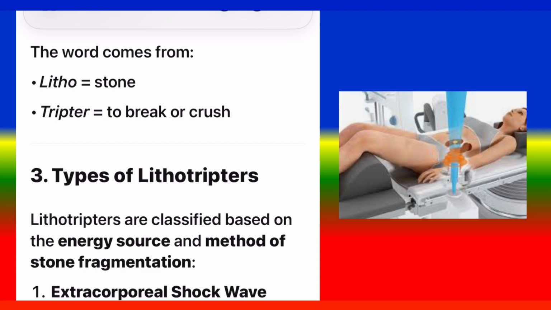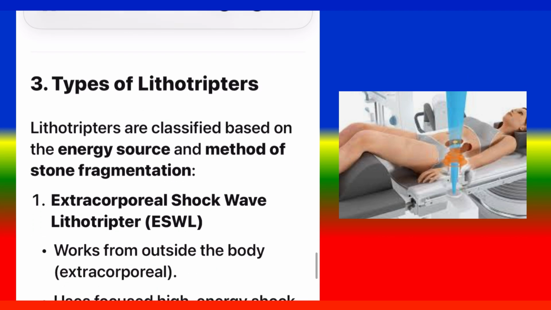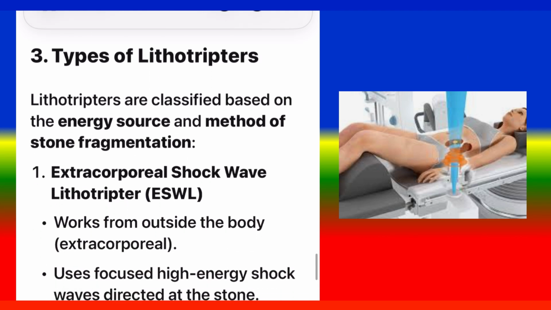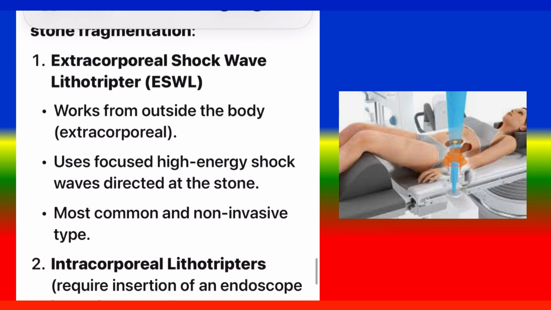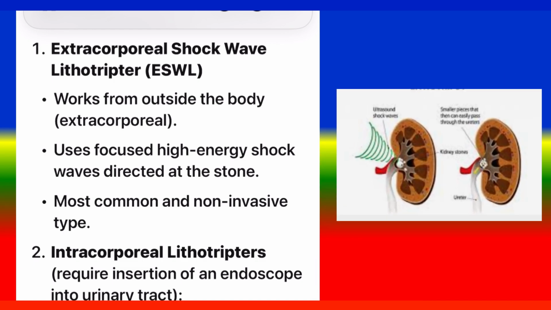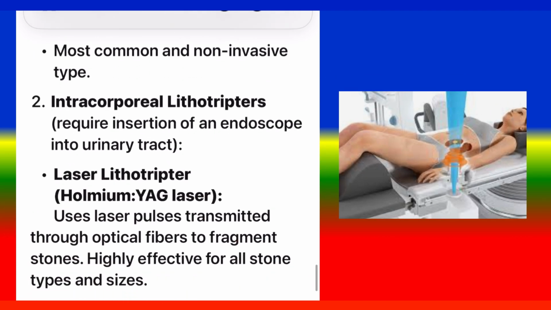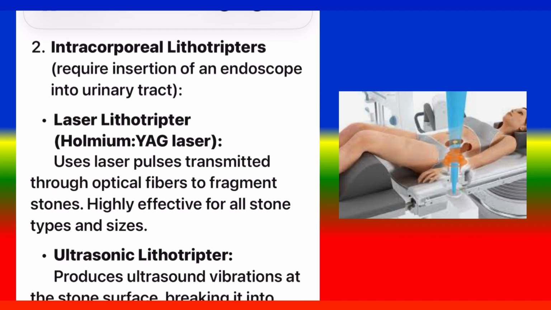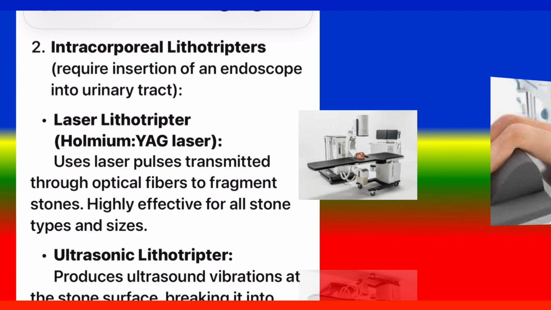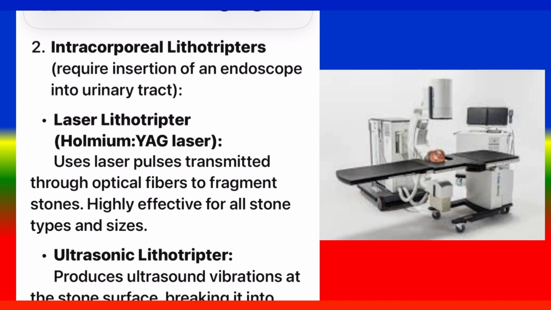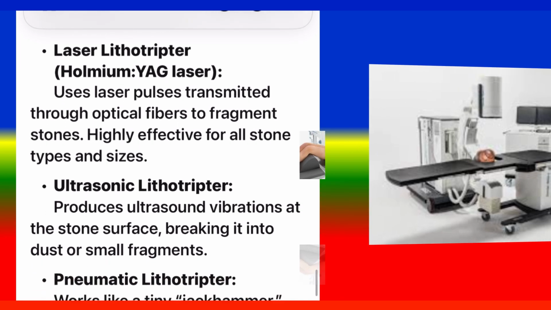3. Types of lithotripters. Lithotripters are classified based on the energy source and method of stone fragmentation. 1. Extracorporeal shockwave lithotripter, ESWL, works from outside the body, extracorporeal. Uses focused high-energy shock waves directed at the stone, most common and non-invasive type. 2. Intracorporeal lithotripters require insertion of an endoscope into the urinary tract. Laser lithotripter, holmium YAG laser, uses laser pulses transmitted through optical fibers to fragment stones. Highly effective for all stone types and sizes.